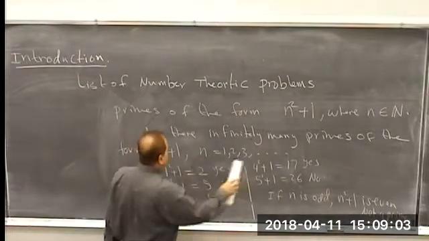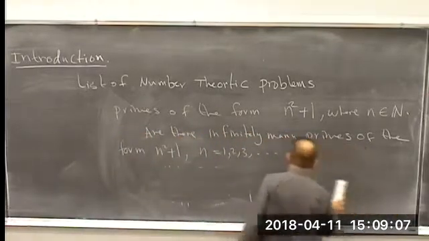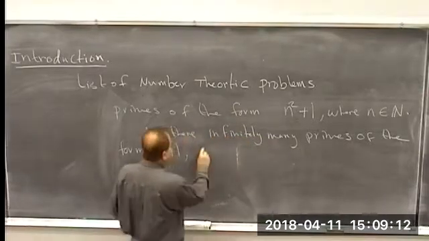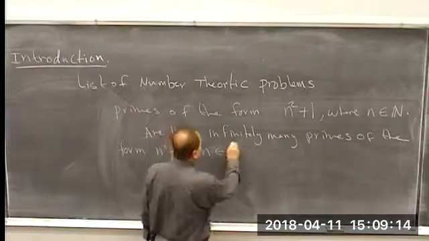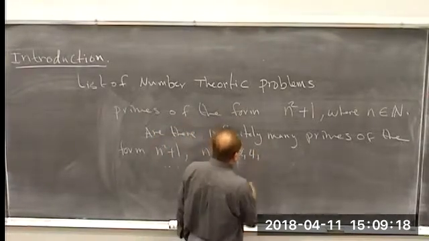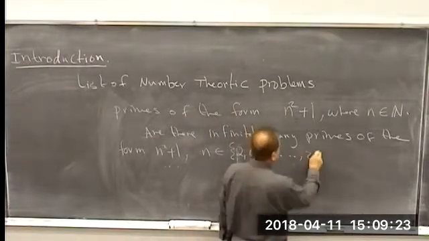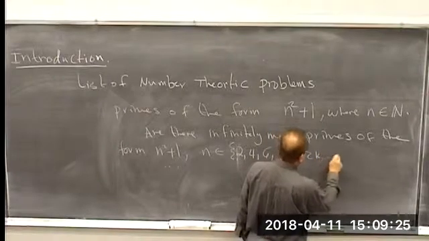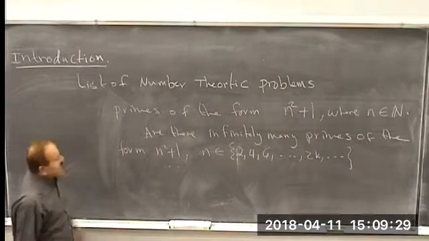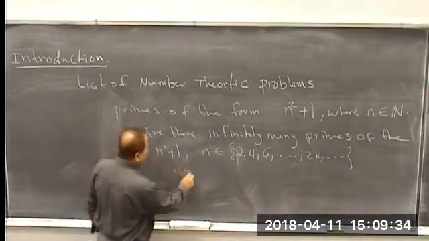So the question becomes, are there infinitely many primes of this form where n is even? n belongs to 2, 4, 6, and so on. Or in general, 2k. Again, it turns out this is an open problem. This is unsolved.